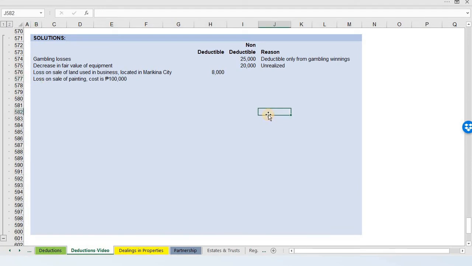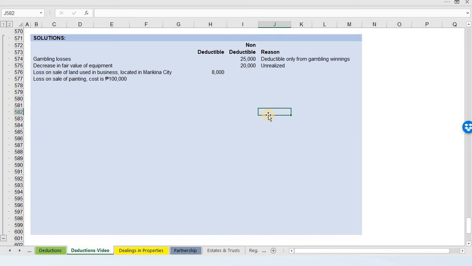Then for the loss on painting, the painting is considered a capital asset because it is not used in business. Since the entity has gross receipts, the taxpayer is engaged in a service business, so the painting is not related to the conduct of the trade or business of the taxpayer. That is our assumption. That is why the painting is a capital asset.